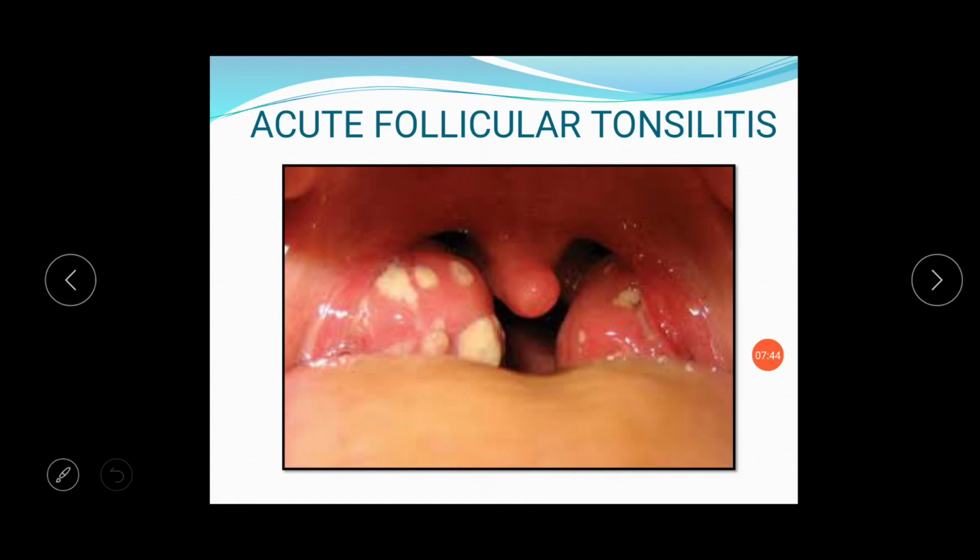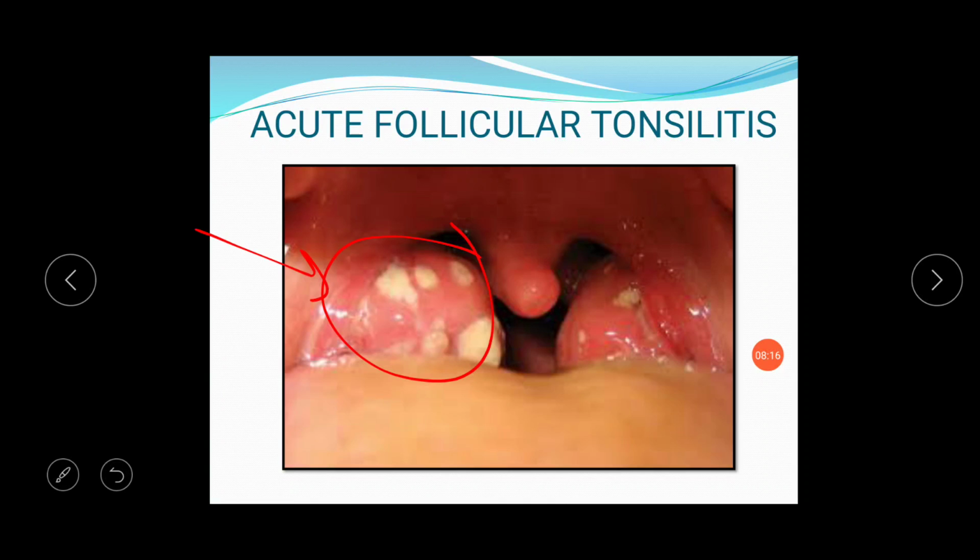Acute follicular tonsillitis, in which infection spreads into the crypts of the tonsil, and there will be formation of pus, which is present as a white dot over the crypts of the tonsil. Here you can see there are 2 or 3 whitish dots, and there are multiple whitish dots present over the right side of the tonsil. So that is known as acute follicular tonsillitis.